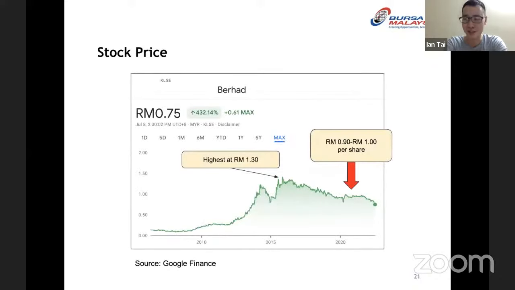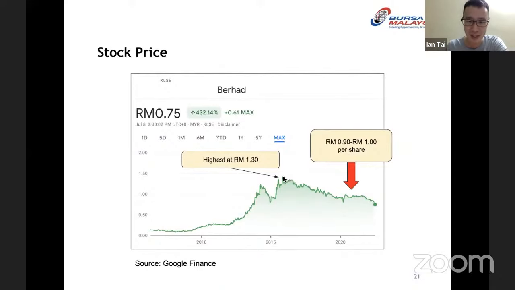I won't actually tell you what stock it is. It's definitely a stock listed on Bursa Malaysia. It is definitely a Berhad. So here is the price that you can see over here, which is 90 cents to $1. Of course, when I prepared this slide, it's 75 cents right now. So definitely this is a value trap.